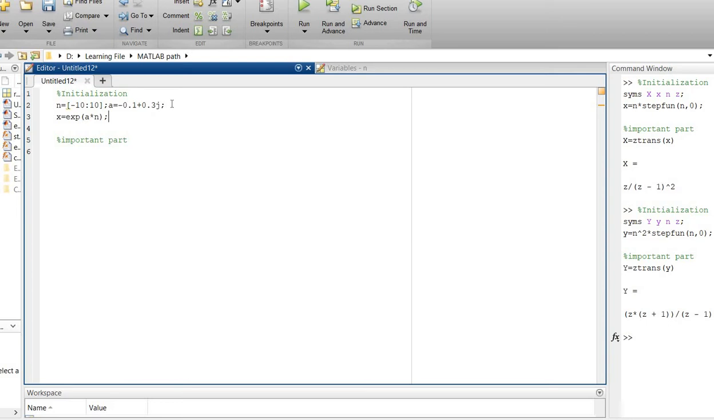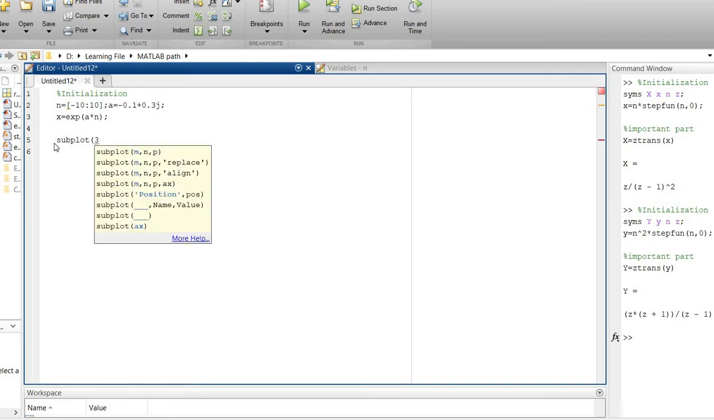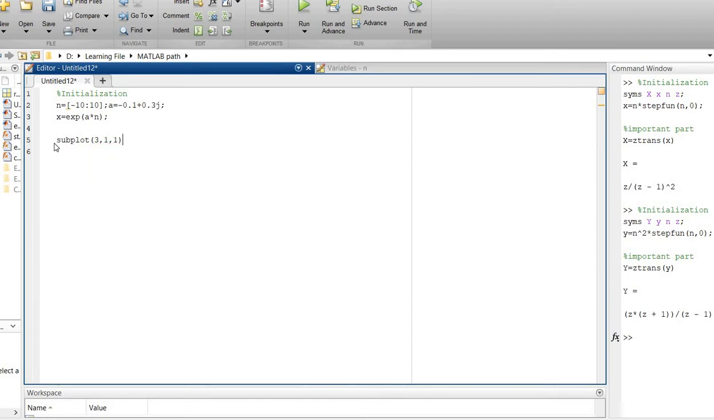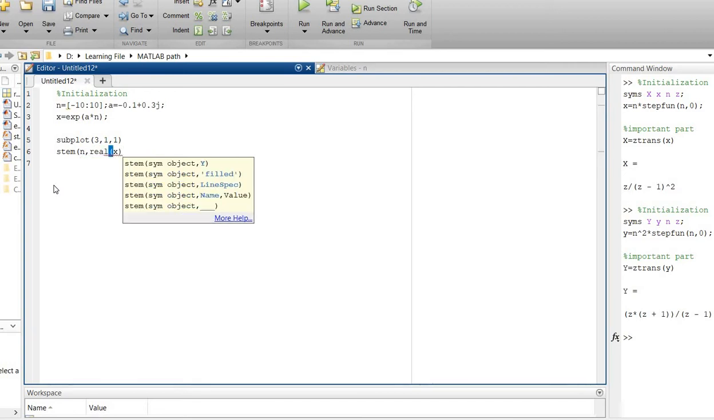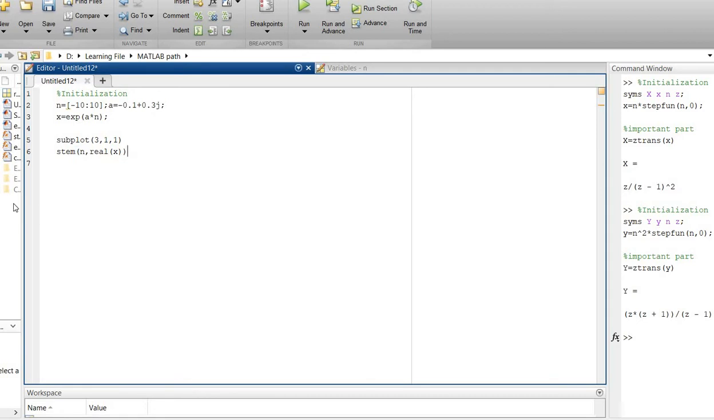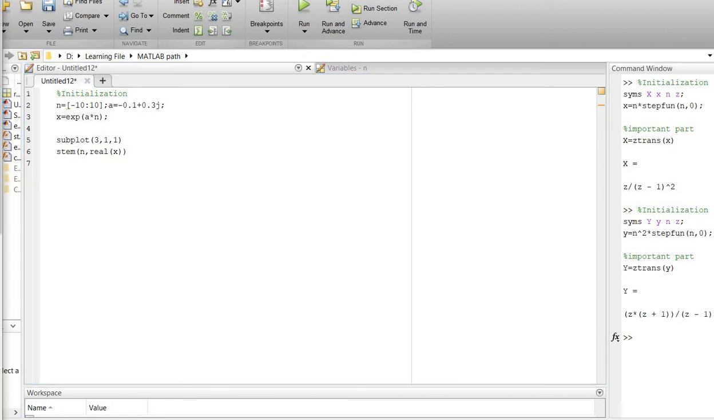Okay, so we're going to use the subplot. So since we're going to have 3, 1, 1. Okay, so that's our subplot. So this is the important part, stem and the range, and then extracting the real part of the function of x. Okay, so that is our important part.